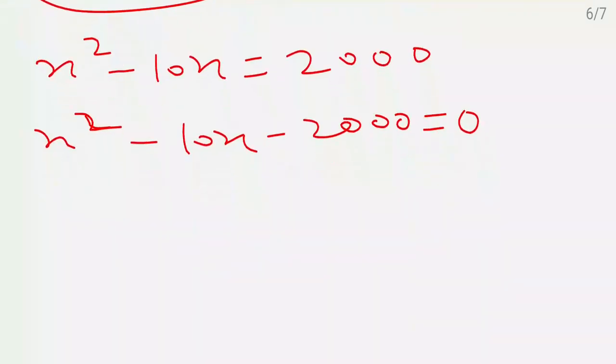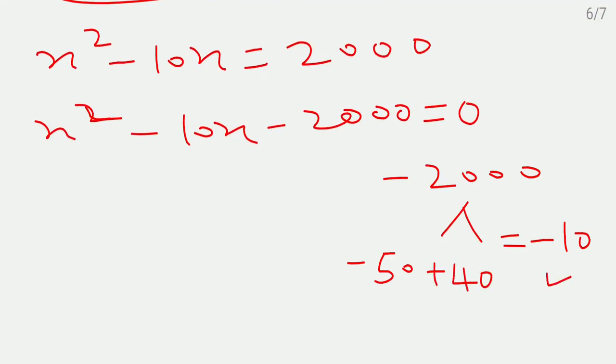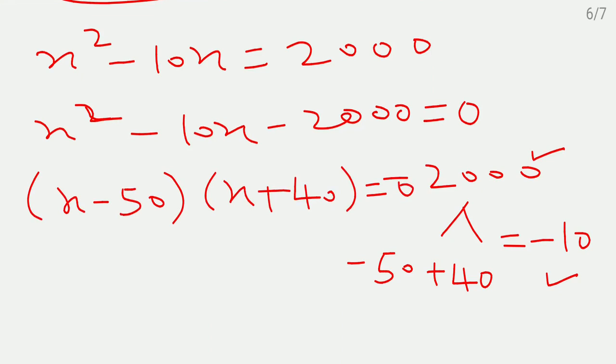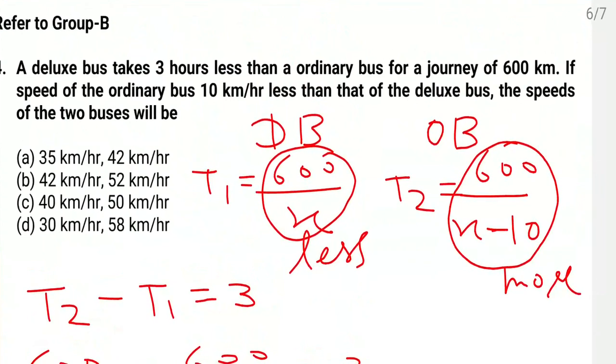Now see, the product is supposed to be minus 2000 and the sum is supposed to be minus 10. Two numbers are what? 50, minus 50, plus 40, right? The sum is minus 10 and the product is minus 2000. So the two factors are x minus 50 and x plus 40, which is equal to 0. So x is equal to 50 and the other is x equal to minus 40. The negative answer is invalid, so x equals 50. The speed of the deluxe bus is 50, and the speed of the ordinary bus is 10 less than that, that means 40 km per hour. So our answer is option C.